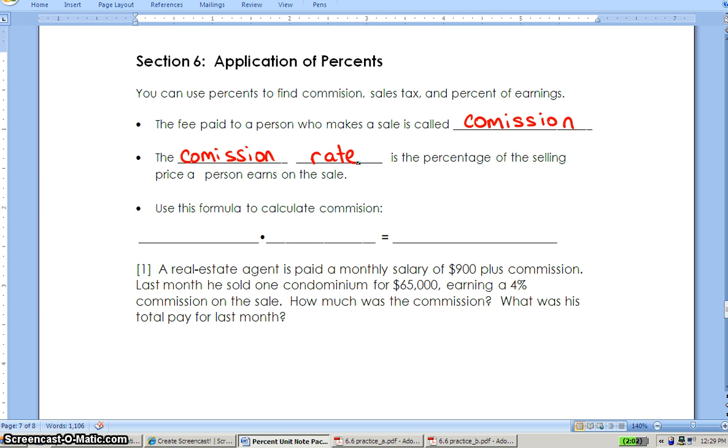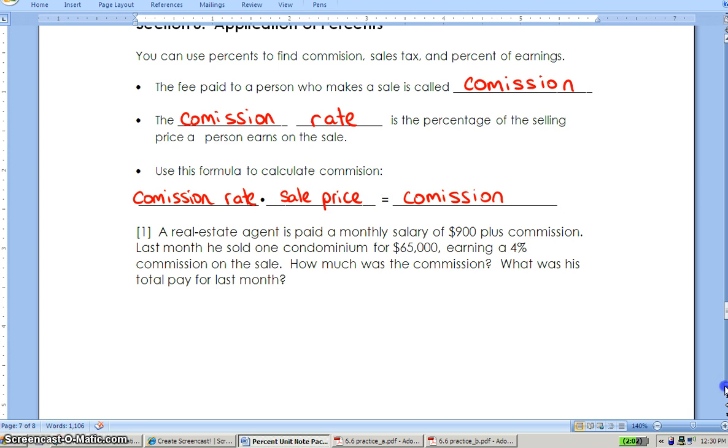So we're going to use this formula, and we are going to do the commission rate times the sale price. That is how we find our commission. So commission rate times sale price. So let's jump right in here to some word problems.